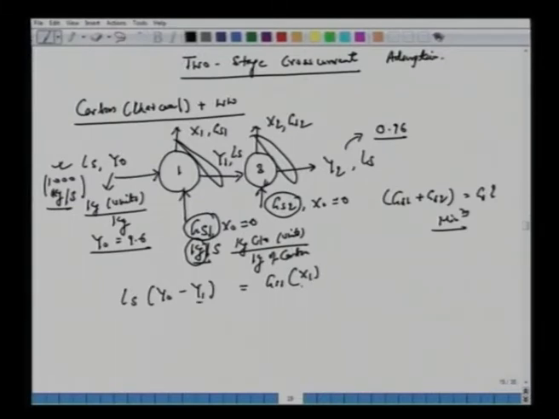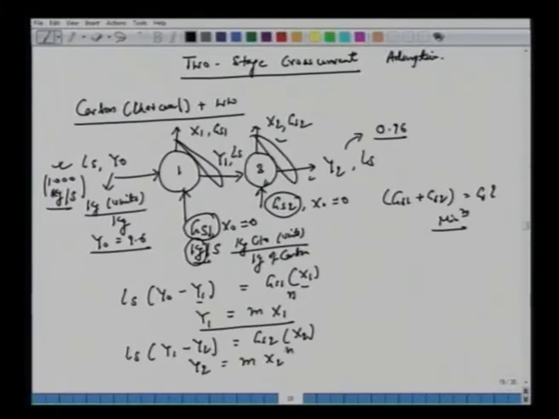And Y1 and X1 are in equilibrium, so they are determined by the isotherm. So we can write Y1 equal to m x1 to the power n. Similarly, for the second stage, Ls times (Y1 minus Y2), the reduction across the second stage, should be equal to Gs2 times (X2 minus X0), where X0 is 0 here. Then Y2 and X2 are on the equilibrium, so Y2 equals m x2 to the power n.